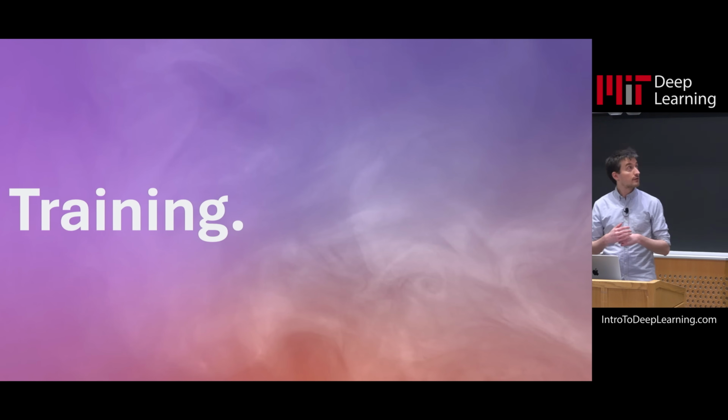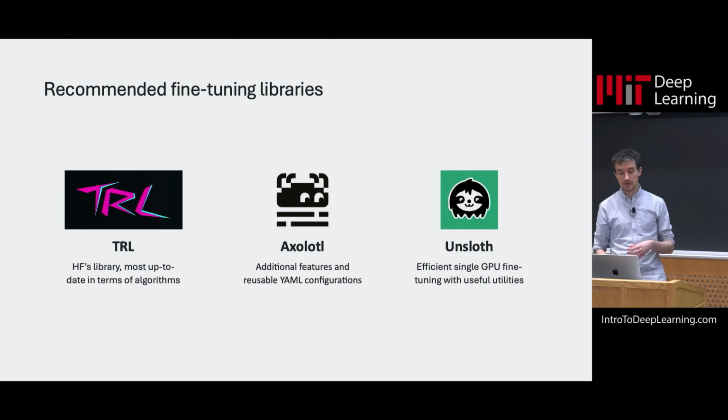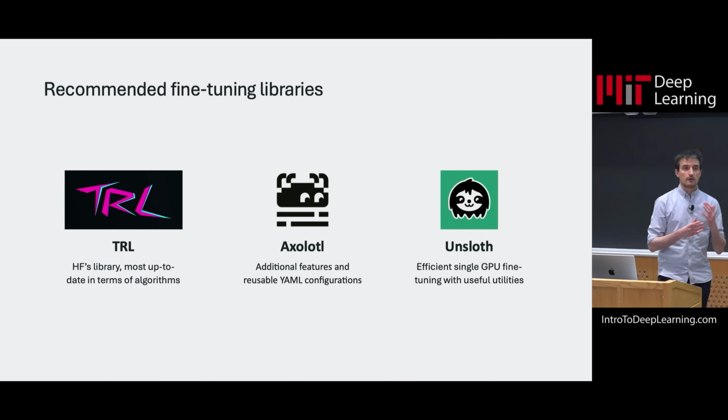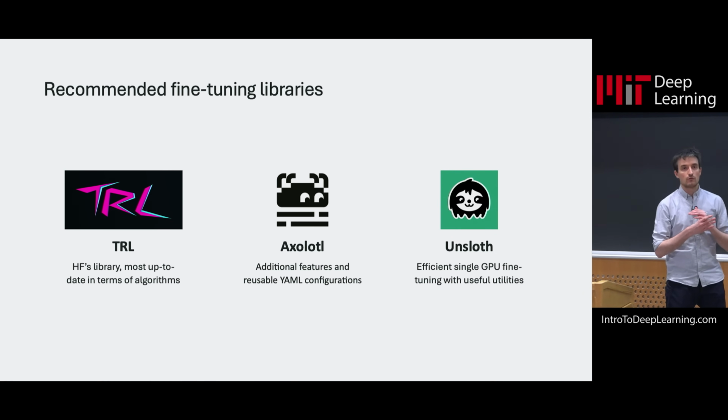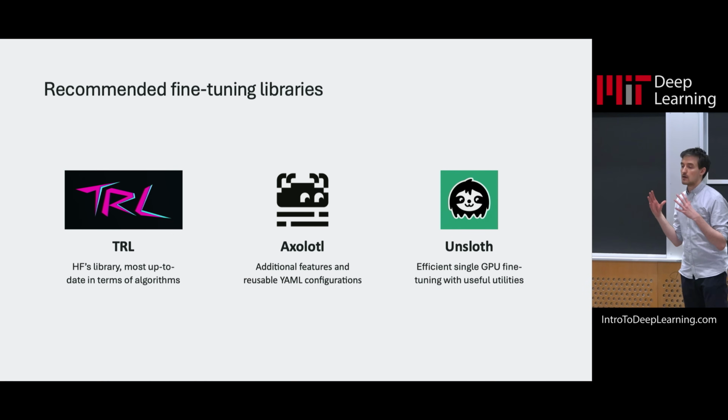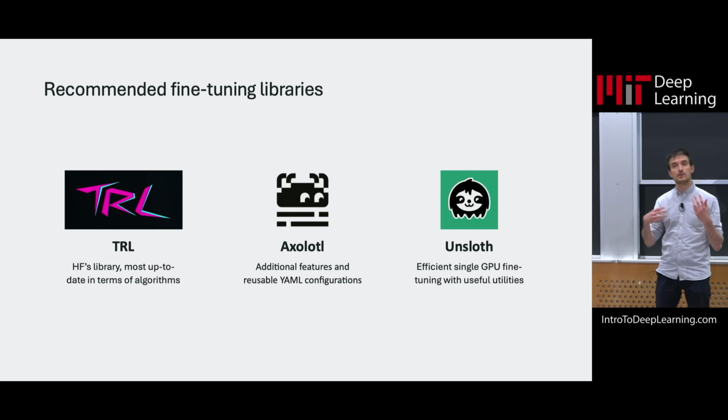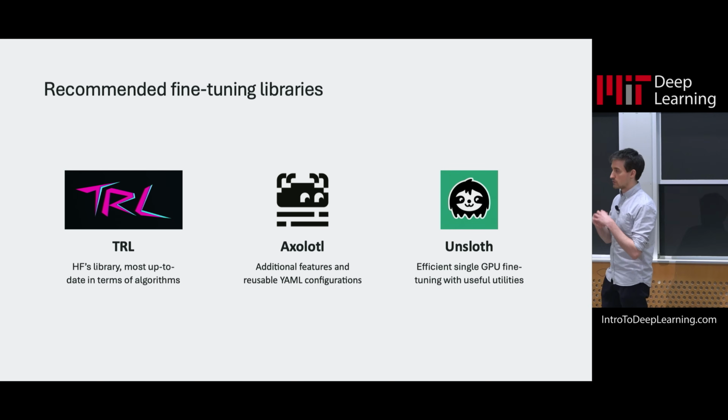Okay, that's it for data. Now we can talk about the training algorithms that we use during post-training. First of all, I want to recommend 3 libraries to do fine-tuning. The first one is TRL. It's from Hugging Face. It's built on top of transformers. It's a very good library.